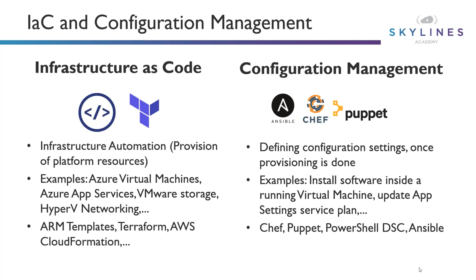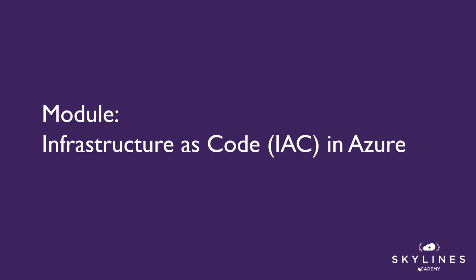On the right, we have configuration management. Configuration management tools like Ansible, Chef, Puppet are also typically declarative in nature, and they allow us to define configuration settings once provisioning is done. So these are things like installing a piece of software like an agent, an antivirus agent's a good example, in your virtual machine, or updating a certain setting or something like that. And again, Chef, Puppet, PowerShell DSC, Ansible are good examples here. Now with that, let's move on a little bit to infrastructure as code in Azure.